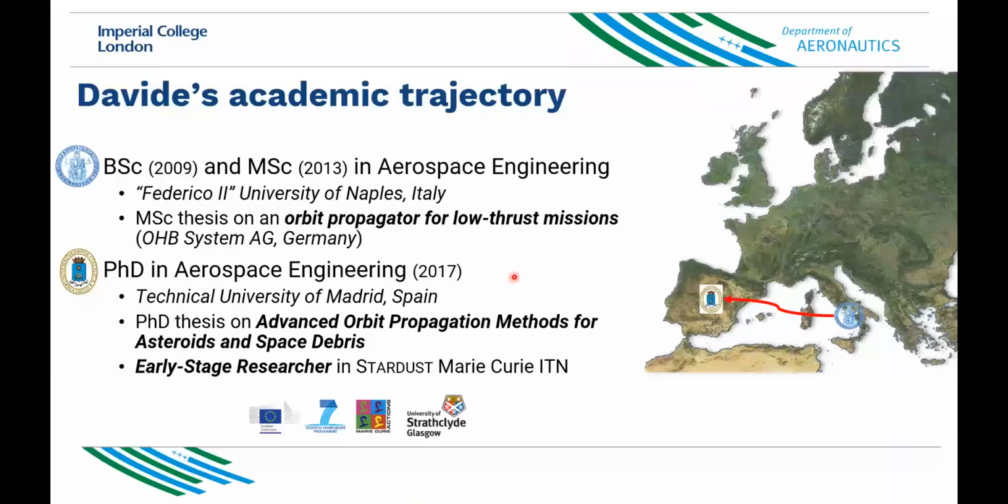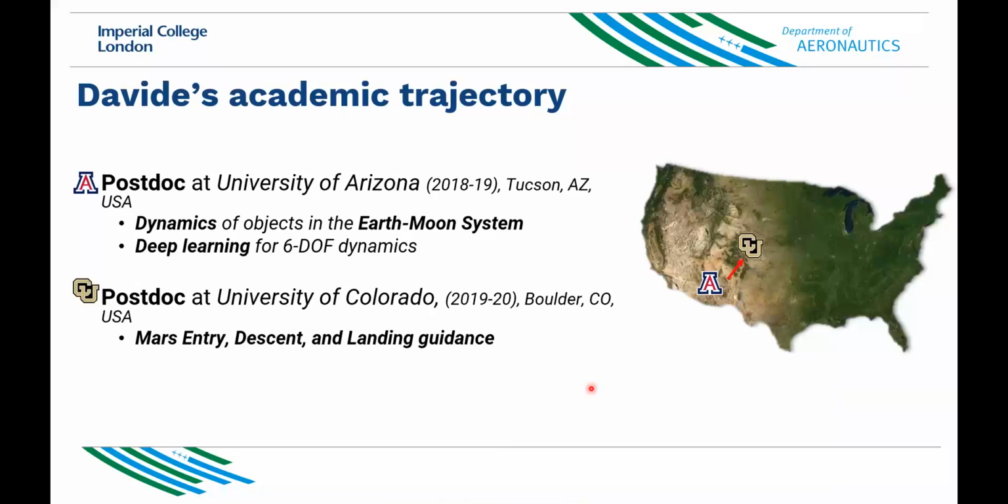Subsequently, I did my PhD in aerospace engineering at the Technical University of Madrid in Spain, while I was also an early stage researcher in the Stardust Marie Curie Initial Training Network. Afterwards, I moved to the US with a postdoc, first at the University of Arizona, where I mostly worked on the dynamics of objects in the Earth-Moon system, and then with a subsequent postdoc during the last couple of years at the University of Colorado Boulder, where I mostly worked on Mars entry, descent, and landing guidance, so the topic of today.